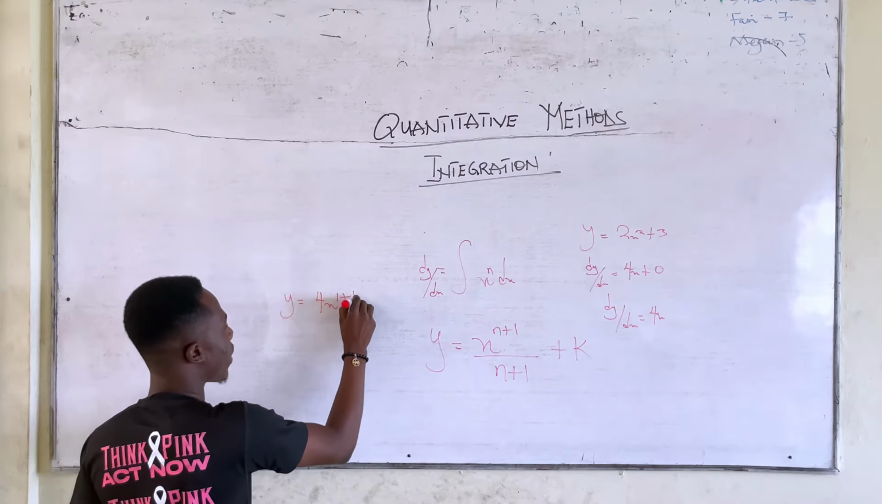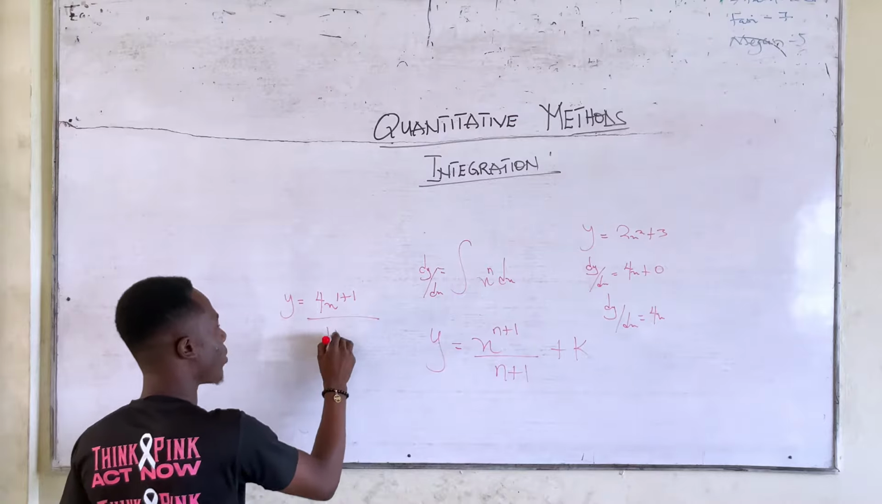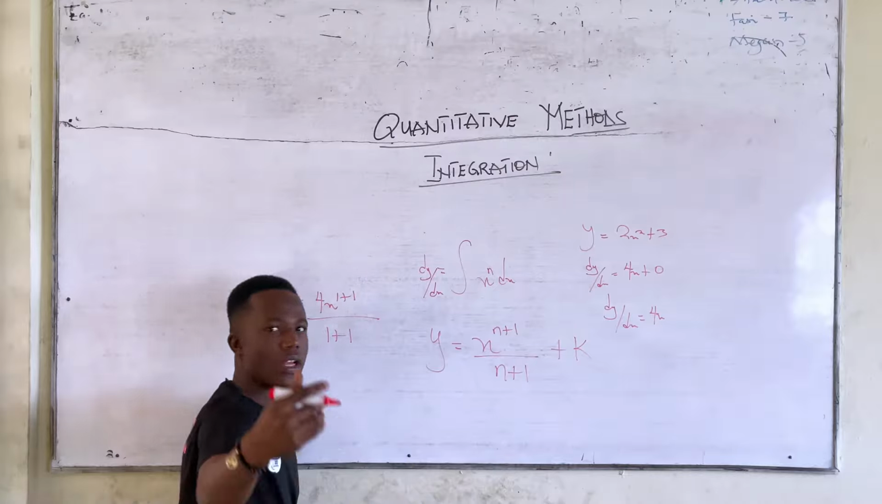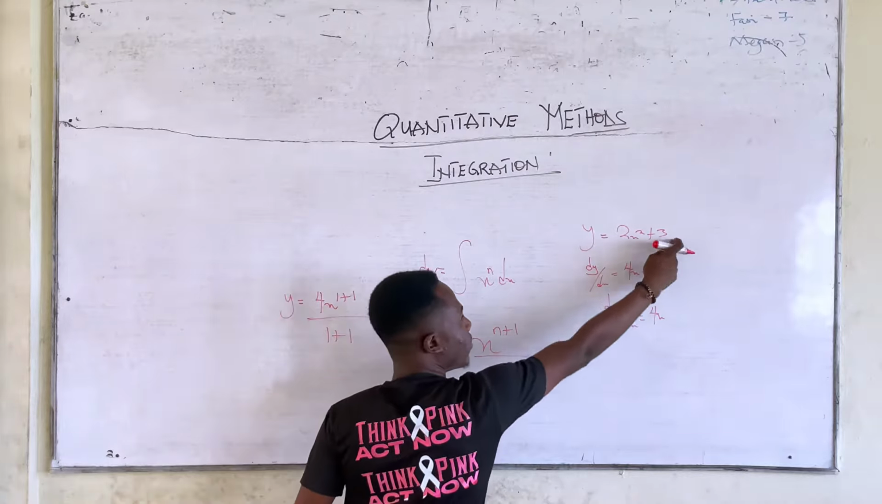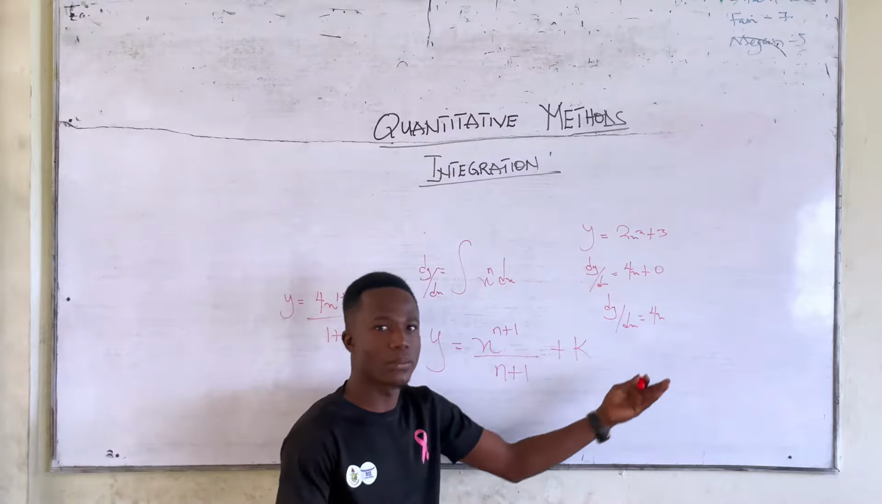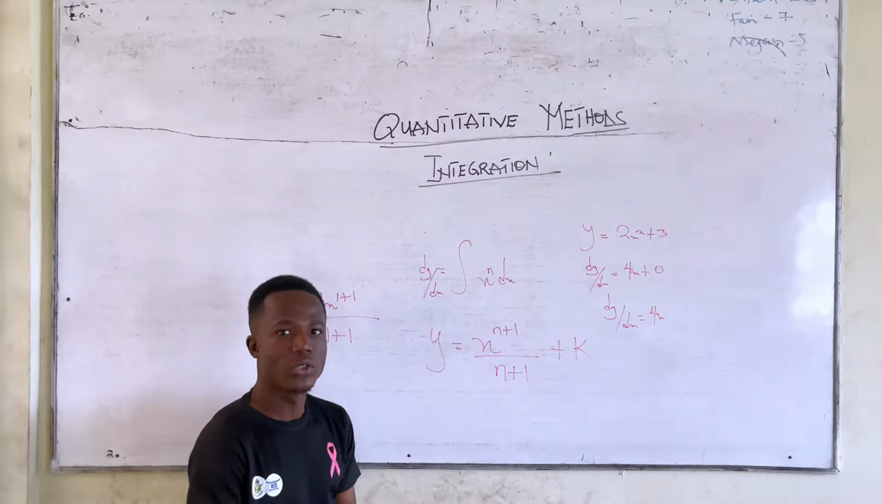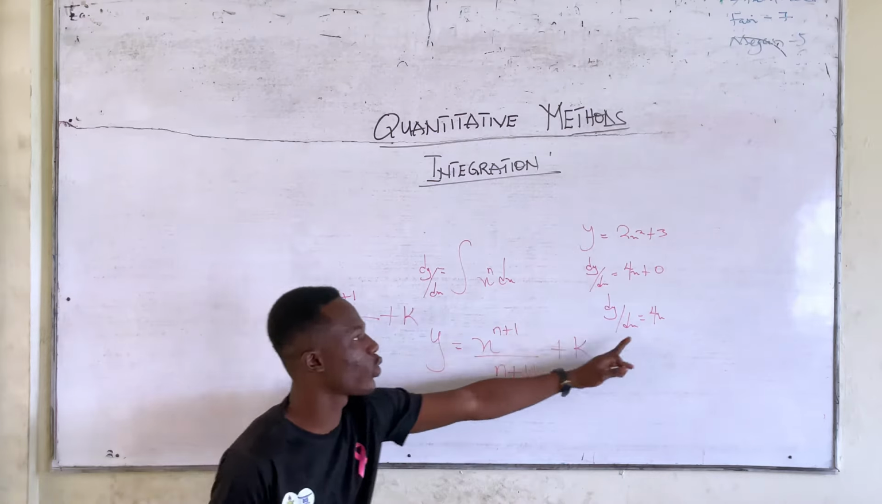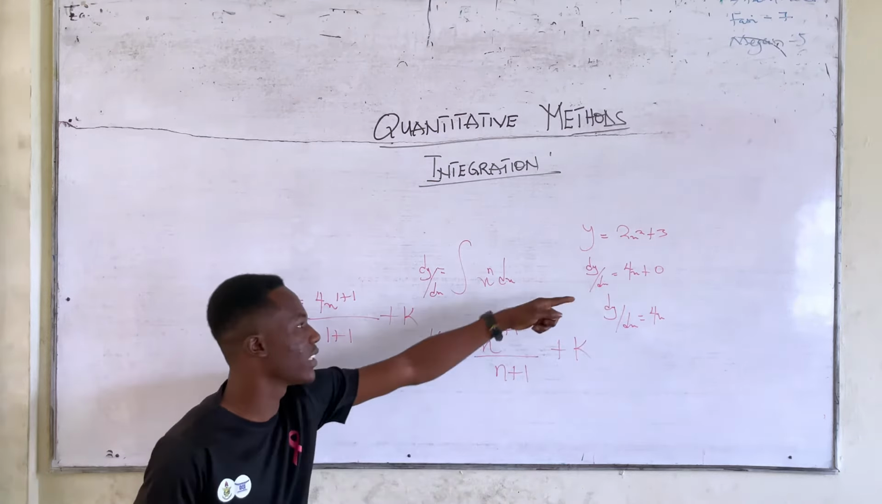4x1 plus 1. Then you divide here by 1 plus 1. Do you get it? Because you are bringing it back, you don't know the constant, because they differentiated a certain constant to get 0. But because you have been given the differentiation, you don't know the constant. So you have to introduce what? K to represent that constant they differentiated to get 0.